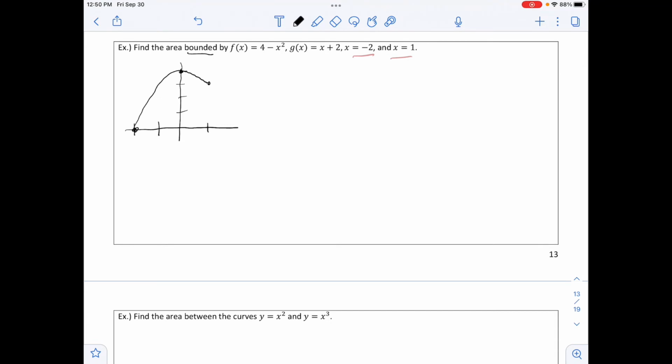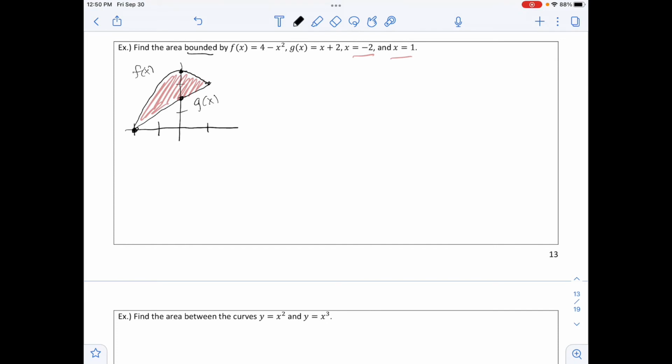The second graph that we have is g of x, and g of x is x plus 2. So again, substituting these values in, -2 would be 0. If you substitute in 0, you get +2. And if you substitute in 1, you get 3. So this would be that straight line. I'm going to go ahead and label these. The top one that we did was f of x, and the bottom one is g of x. And we are looking for this area in between.